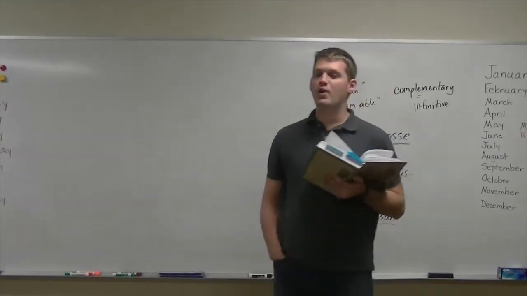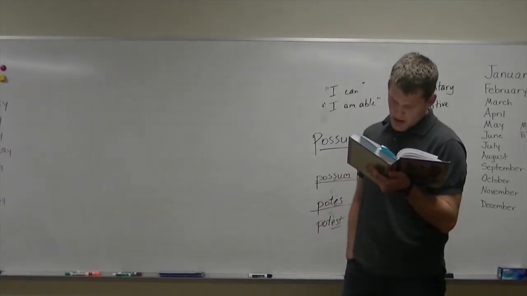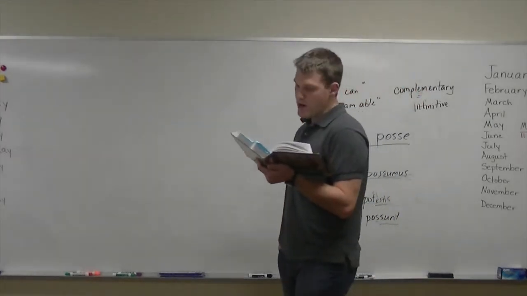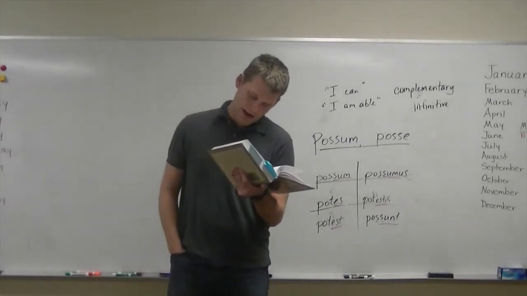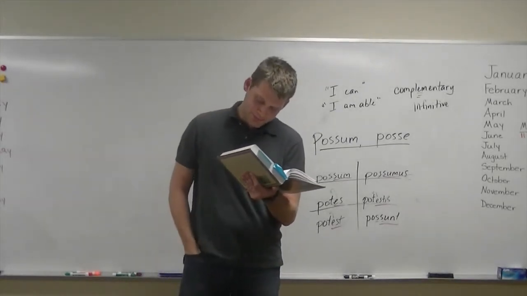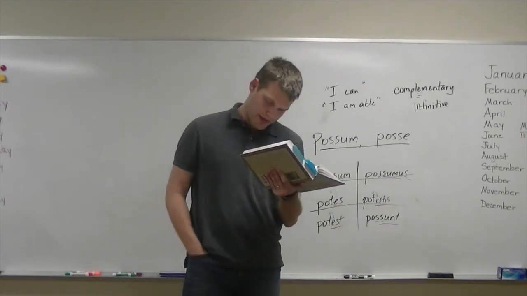Okay, so if it's a form of possum, I'm going to expect to find the infinitive somewhere. Do I find it? Videre. Good, videre. So we were not able to see. Good. Okay, do we have any other verbs in that line? Volebant. Good. Somebody is not doing well, or they were not doing well.